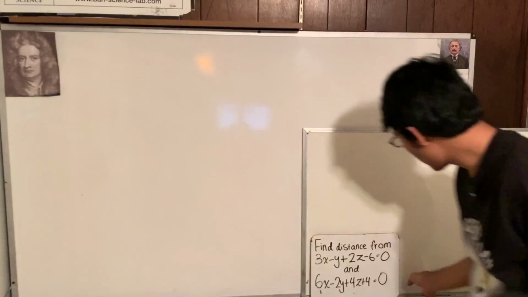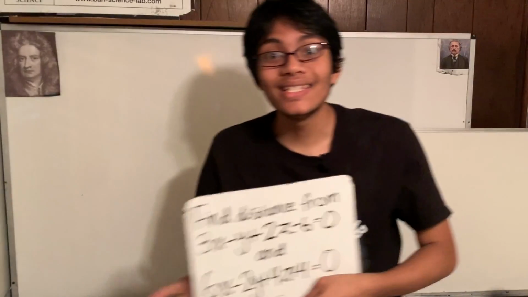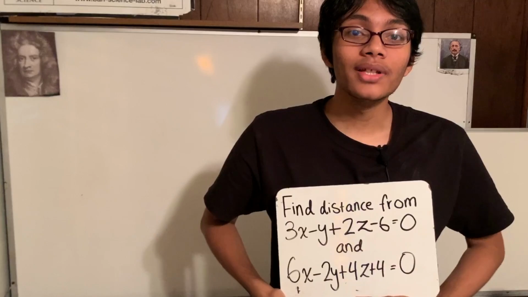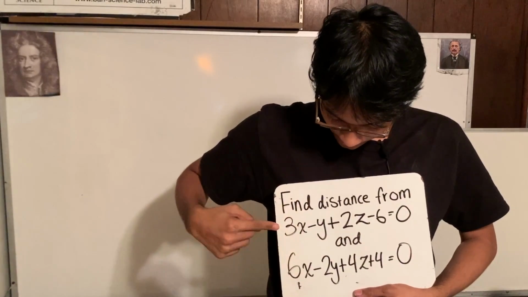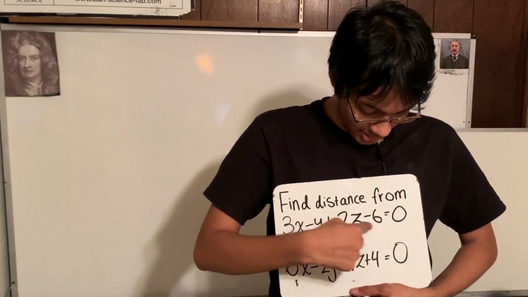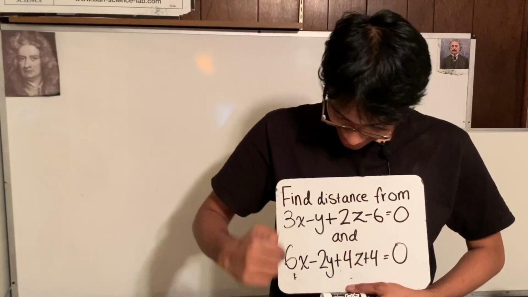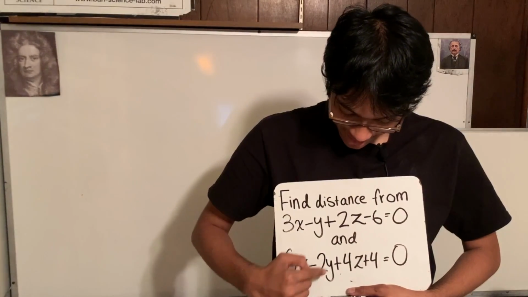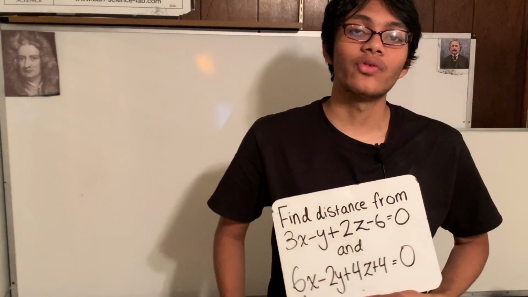Today I'm going to show you this problem. How do you find the distance between two planes? Here's our first plane, 3x minus y plus 2z minus 6 is 0. And our second plane is 6x minus 2y plus 4z plus 4 is 0.